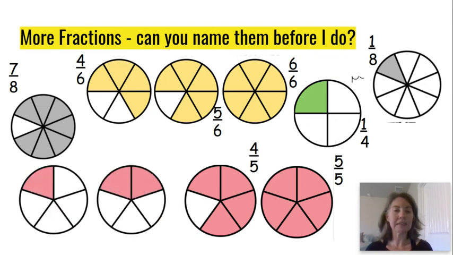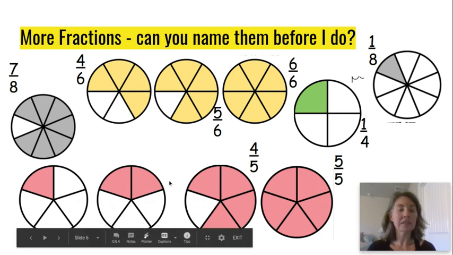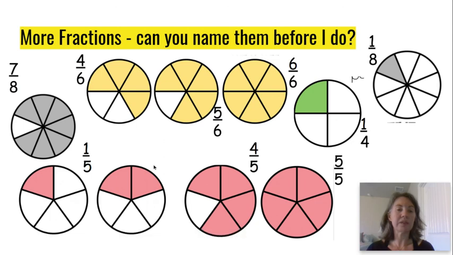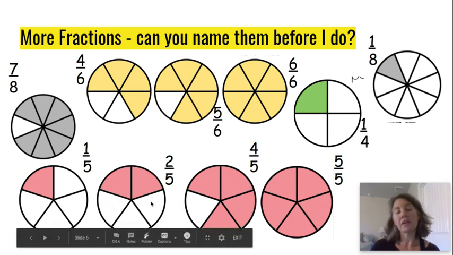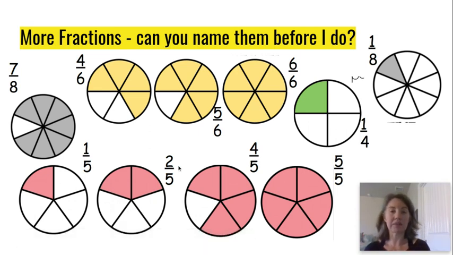Okay, last one, pause it. Okay, so again, these are fifths. One of them is shaded, so it's 1/5. And 2 of them are shaded, so it's 2/5. You could also talk about this the other way: how many are not shaded would be 3/5, 4/5. Notice how they kind of go together.